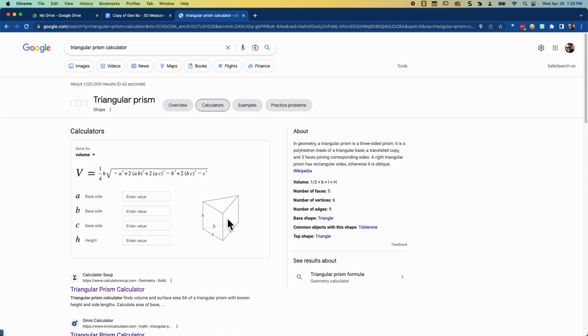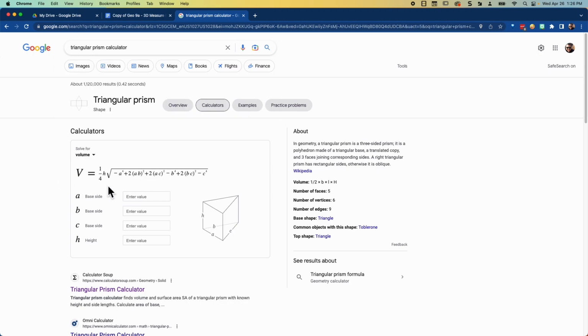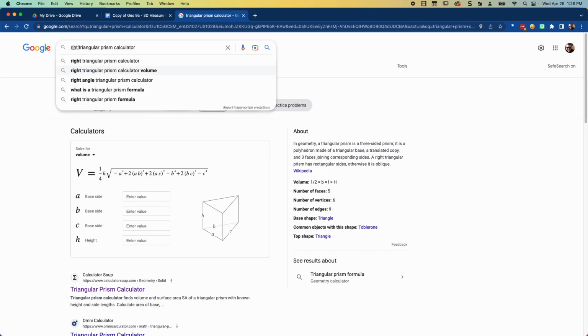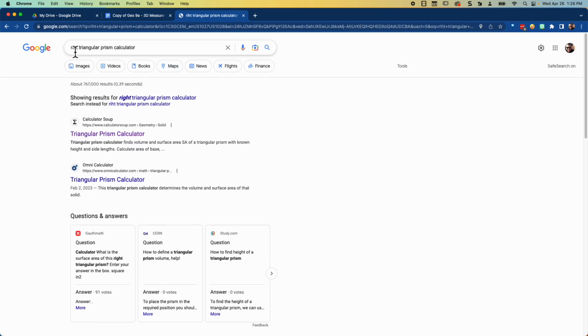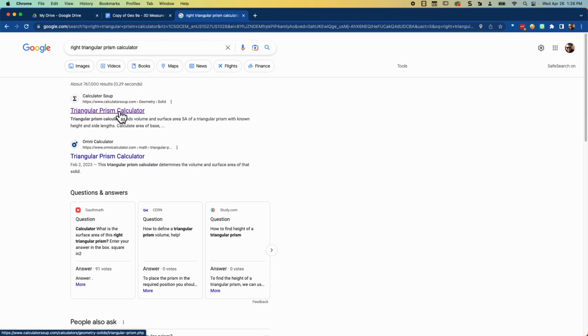So now let's try, instead of a rectangular prism, a triangular prism calculator. And it gives us some information here. We're going to do this a little bit differently because this has these 3 edges and it does it through a much harder type of calculation. So let's say that we want to do a right triangular prism calculator.